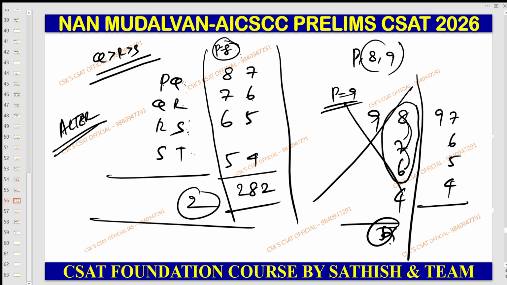We should not take an 8. Even if you take a 9 in P's position, you should not take an 8 in Q's position. Everyone understood? If you take that one, you get 5 as the unit place, but we have to get 2 as the unit place. So you have to be very careful. If 8 is not there, then you focus on 7, 6, 5, 4. So therefore 2 here, and since 9 is there, 292. Understood? Logic?